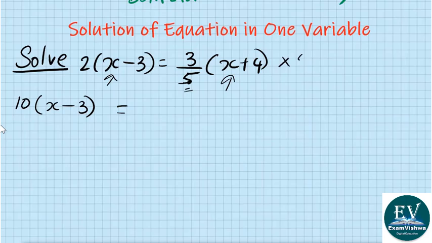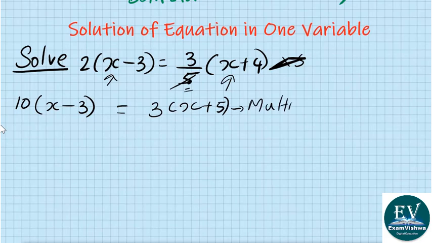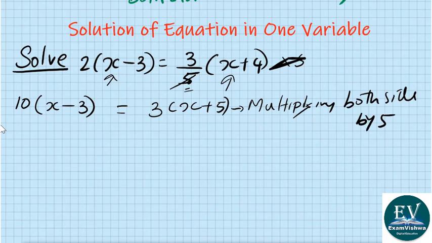Here when I multiplied, what happened? This will get dissolved, cancel each other. So it became simply 3 into (x plus 4). यही मेरा plan था. So I will write here, multiplying both sides by 5. तो मेरा वो डिनोमिनेटर का झंझट निकल गया.